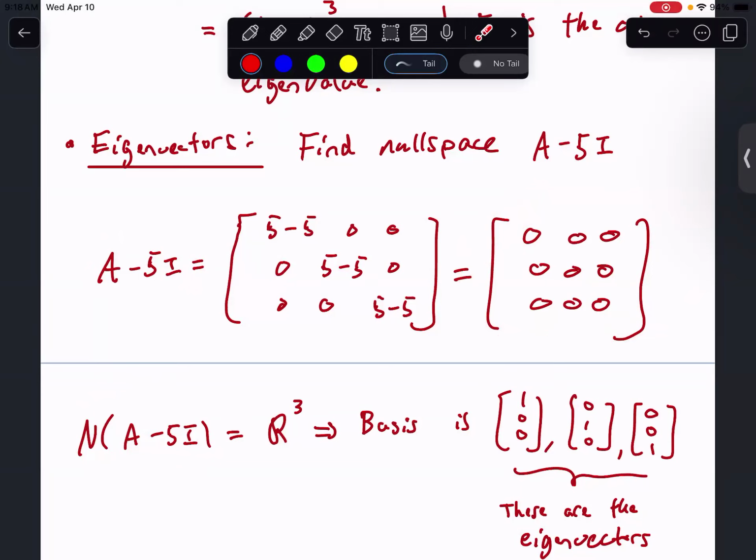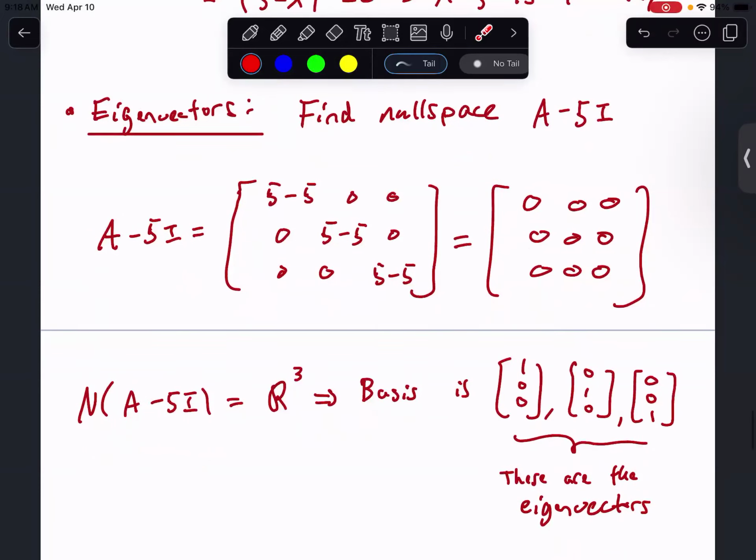You can also think in terms of multiplying this matrix by any vector in R3: you're just going to get the 0 vector. So that means the null space is all of R3. So you should have 3 non-zero vectors which serve as the basis for the null space, because the dimension is 3: 5, 0, 0, or 0, 5, 0, and 0, 0, 5.